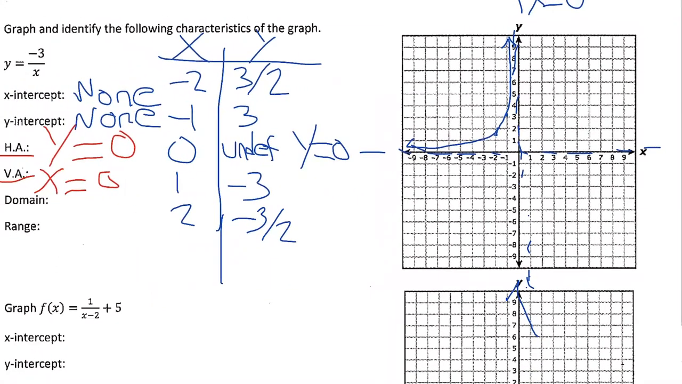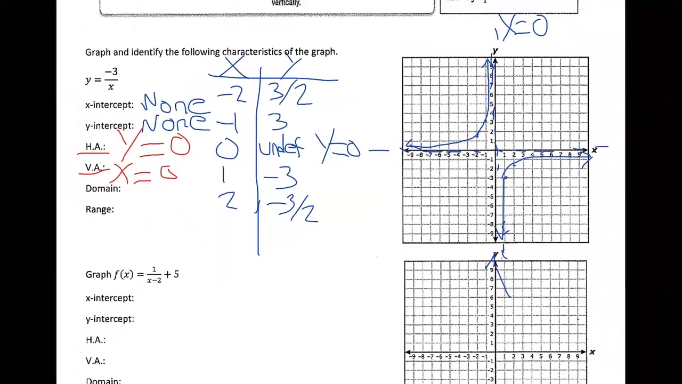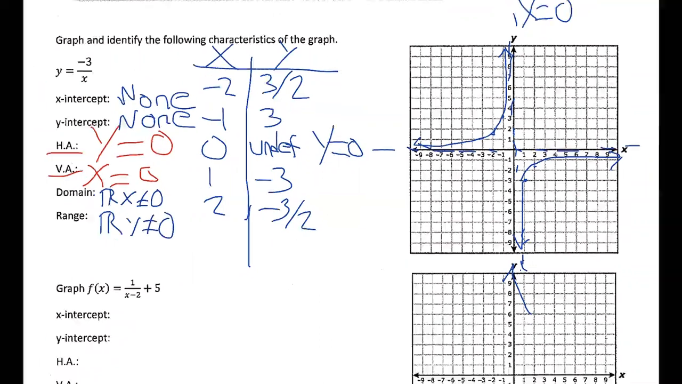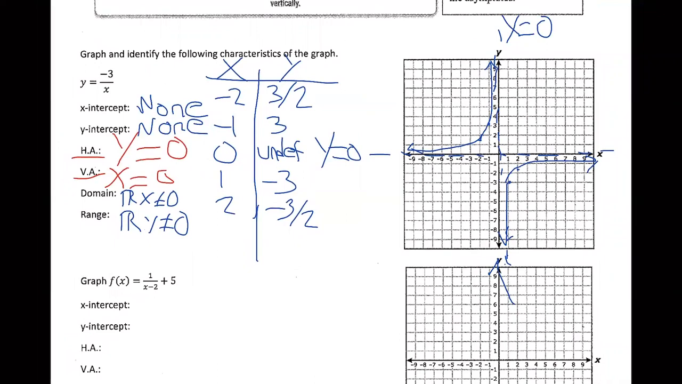Then if we plot the other points, 1, -3 would be down here. 2, -3/2 would be about here. And same thing, it's going to get really close to the y-axis and really close to the x-axis based on those asymptotes. So our domain is all real numbers except x can't equal 0. Our range would be all real numbers, but y can't equal 0 based on our asymptotes, or you can just look at your graph once you've sketched it.